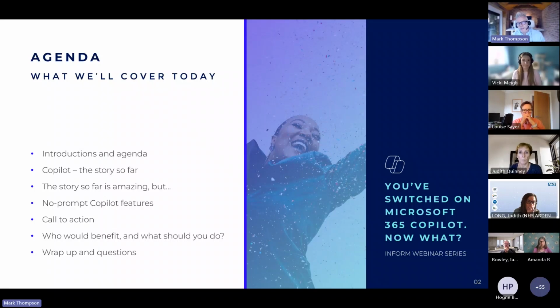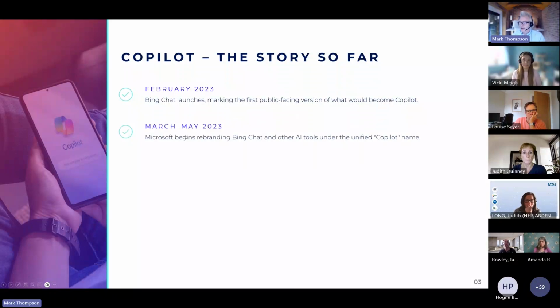We're going to give you a quick reminder about Copilot and the story so far, just a couple of minutes on that. We've got a big but there as well, and then we're going to start talking about some no prompt Copilot features, because you've turned Copilot on, and for some people nothing really happened. So we're going to talk about how we can get those people to come along. Then we've got a call to action. And we're going to talk about the sort of people who might benefit from what we're going to talk to you about today. So why don't I hand over to Vicky.